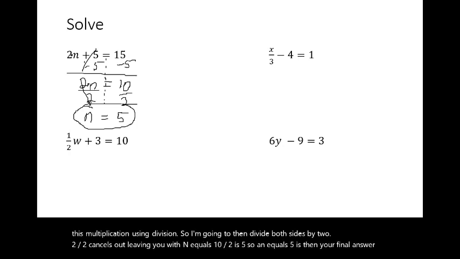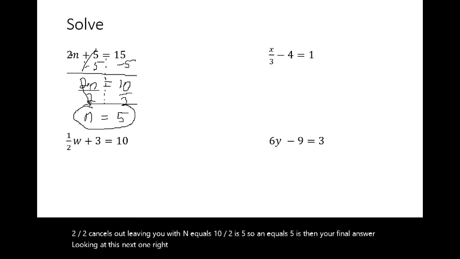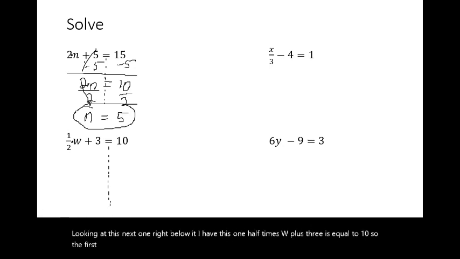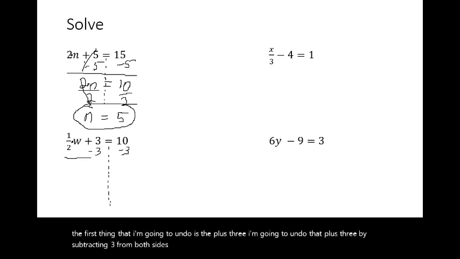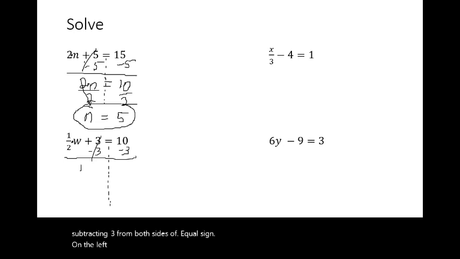Looking at this next one right below it, I have this 1/2 times w plus 3 is equal to 10. So the first thing that I'm going to undo is the plus 3. I'm going to undo that plus 3 by subtracting 3 from both sides of the equal sign. On the left, 3 minus 3 cancels out, leaving you with 1/2 w equals 10 minus 3 is 7.